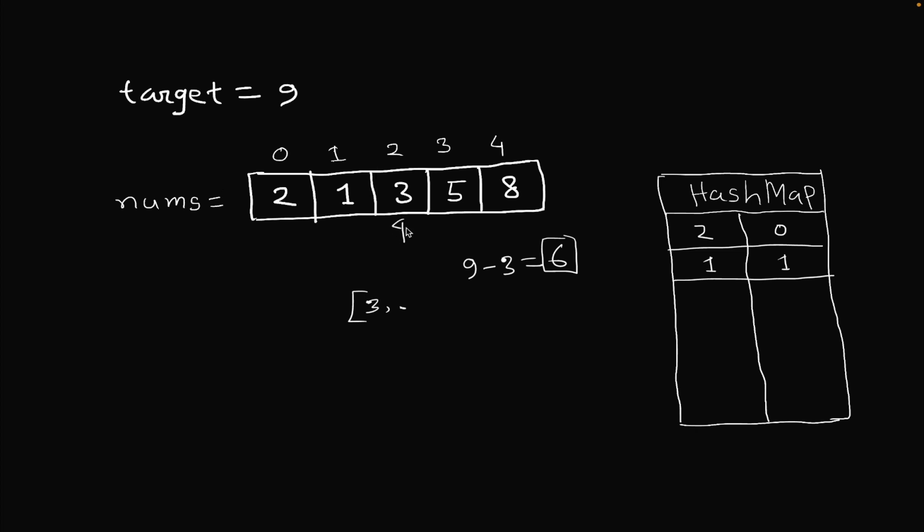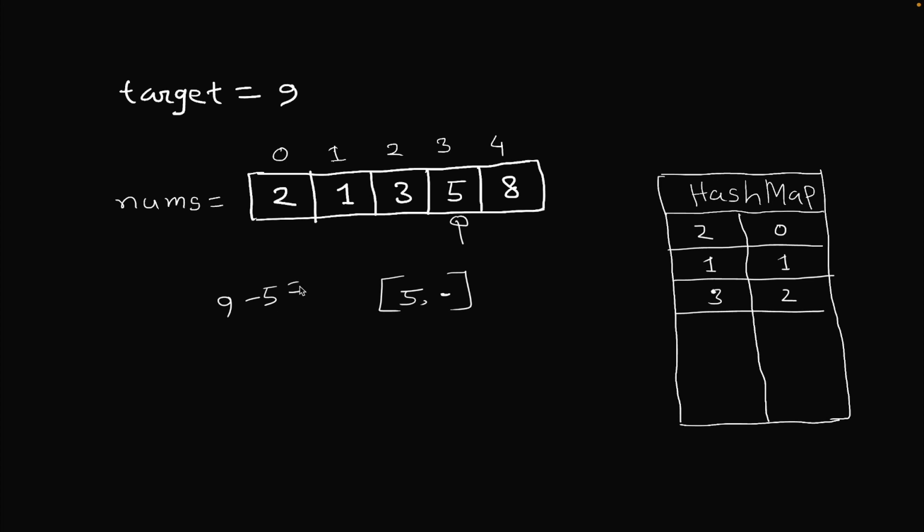So we're going to add this element as key and the index as value. Let's move forward. This is our current element. If we assume this 5 is part of a pair that adds to this target 9, what we should have here is 9 minus 5, right? 9 minus 5 equals 4. Here we should have 4.